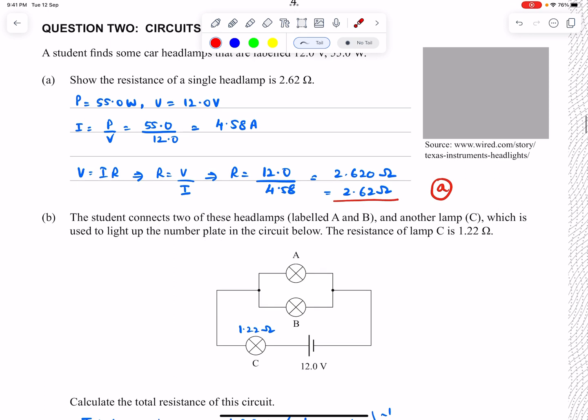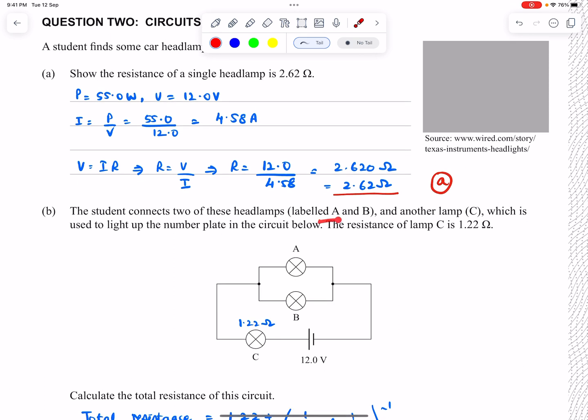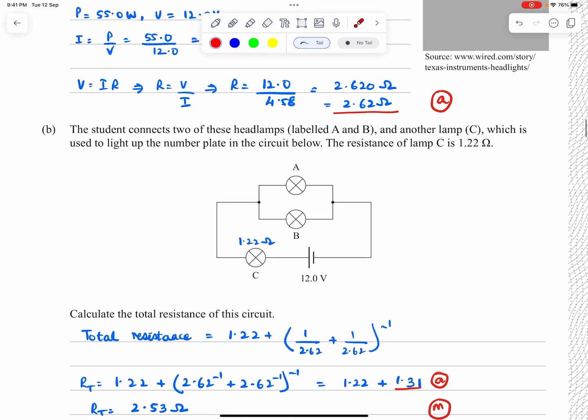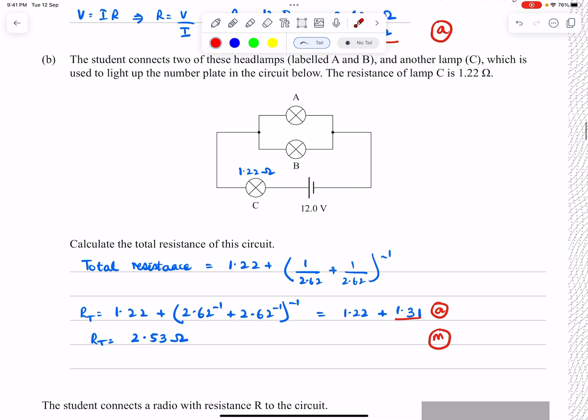Okay, the student connects two of these headlamps labeled A and B and another lamp C, which is used to light up the number plate in the circuit below. The resistance of lamp C is 1.22 ohms, so that's different from the other ones. Calculate the total resistance of the circuit. So in the circuit, C is in series, those two are in parallel, so it's a combination of both the formulae.